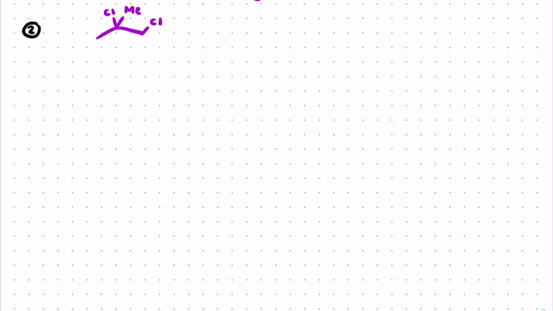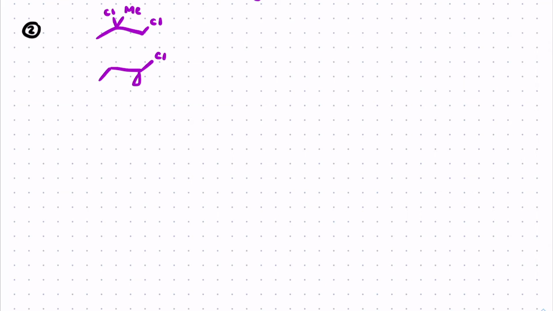Now we're going to 3D it a little. So let's just make it 3D. We will give it a staggered conformation to start, which means that this trans structure is a good way to start your backbone with the Cl, and then your wedges and dashes are going to be on the top and the bottom.